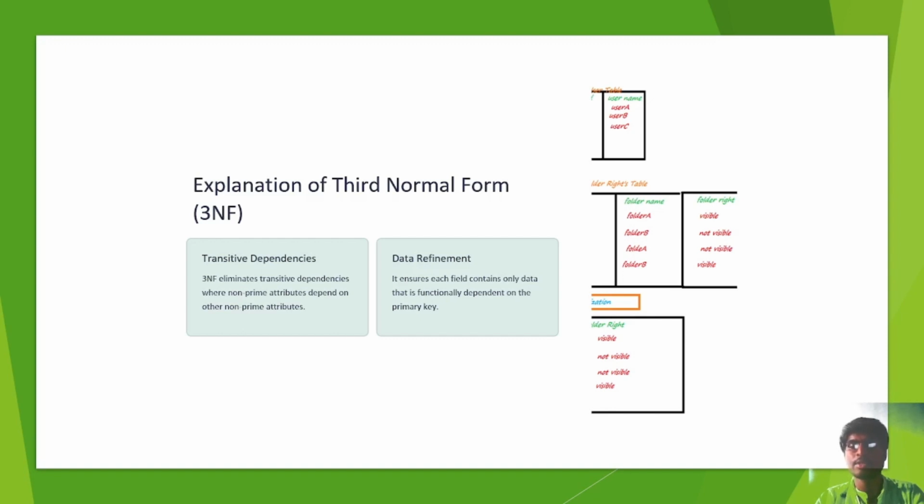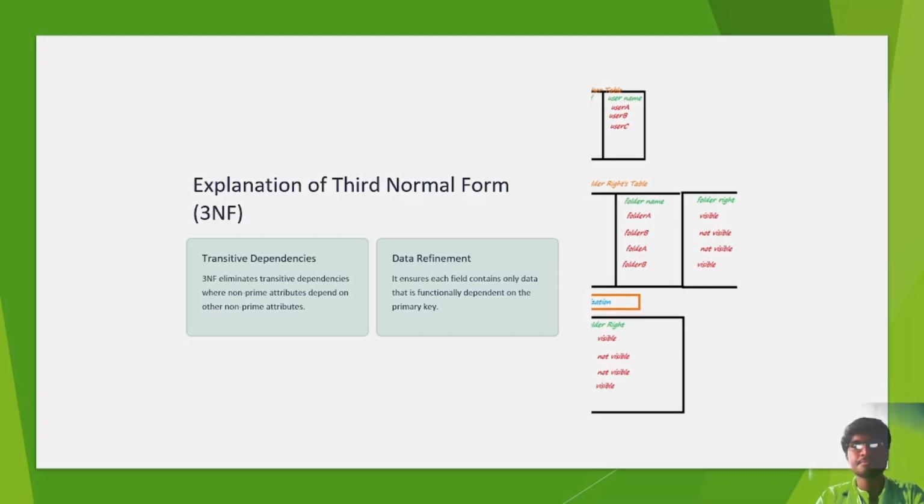Like if we are taking the address of a student, it is there in the normal student information data. From there we need to fetch the student address. Like that, non-prime attributes are dependent on other non-prime attributes. In data refinement, it ensures each field contains only data that is functionally dependent on the primary key. Wherever data refinement occurs, the data is functionally dependent on the primary key, a unique key.